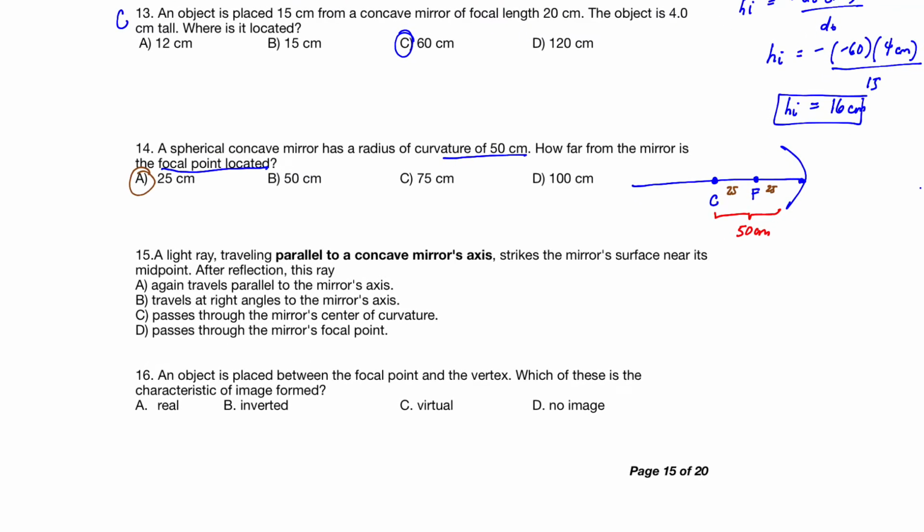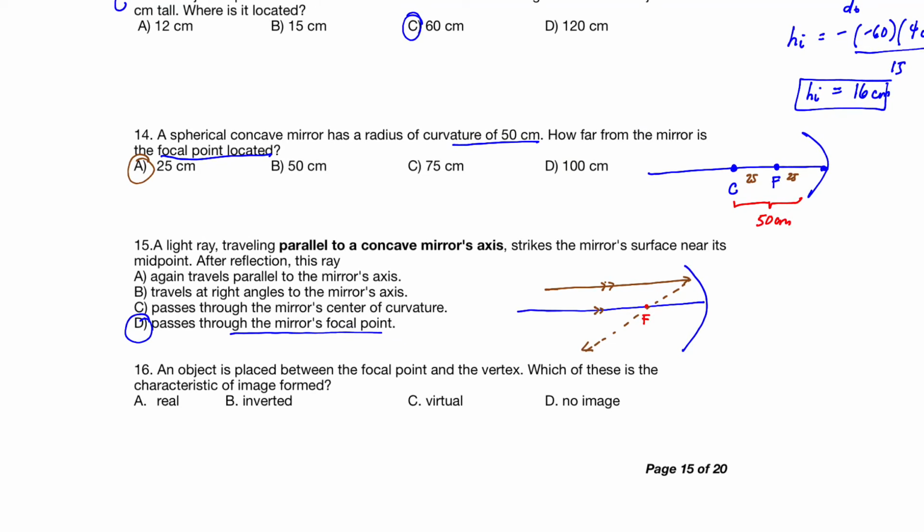Next, number 15. A light ray traveling parallel to a concave mirror's axis strikes the mirror surface near its midpoint. After reflection, this ray is, the answer here is letter D, passing through the mirror's focal point. So remember that this one is the principal axis, and a light ray traveling parallel to a concave mirror's axis, for example, if this is the focal point, and there's a light ray parallel with this principal axis, it will be reflected passing through the focal point. So number 15, it's letter D.